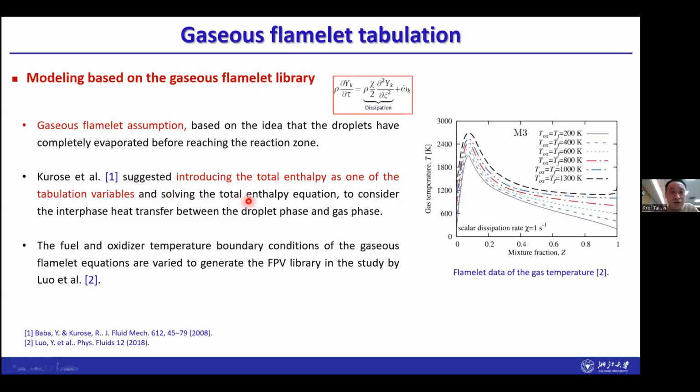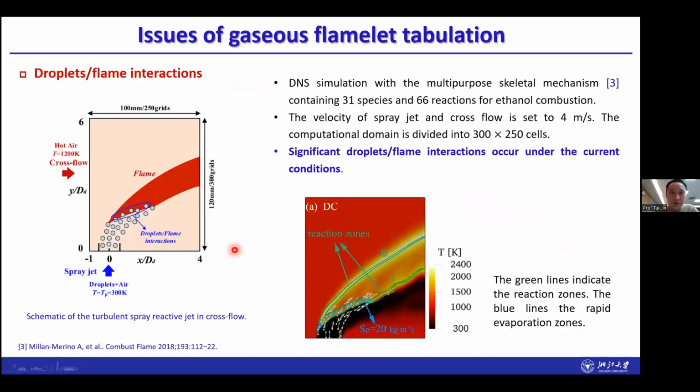He suggests introducing total entropy as one of the tabulation variables, and this will include the evaporation effects. And also in this approach, they will calculate different temperatures of the fuel and the oxidizer, and then tabulate the flamelet, but it's still in the gaseous flamelet library framework. So let's look at this case.